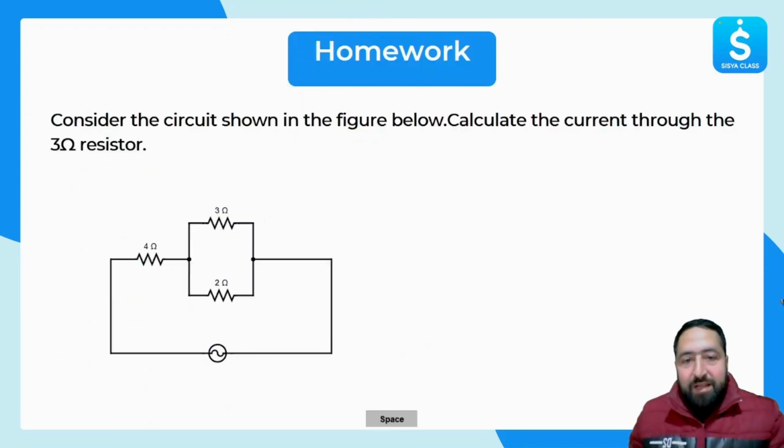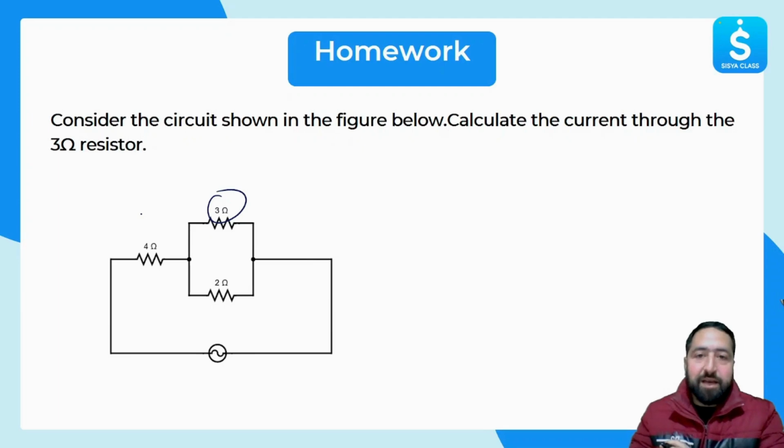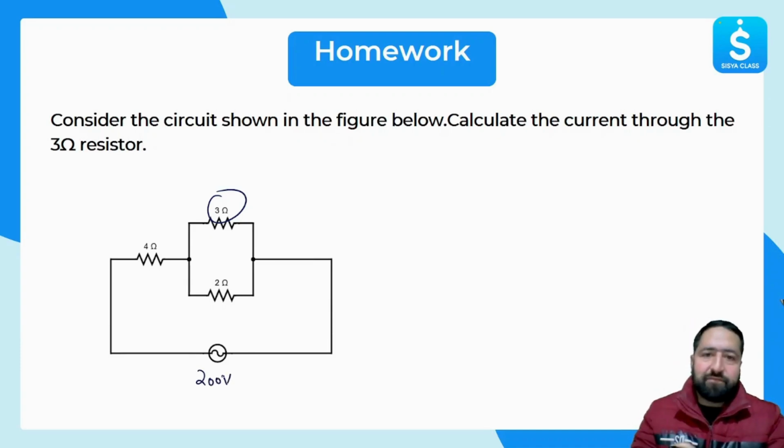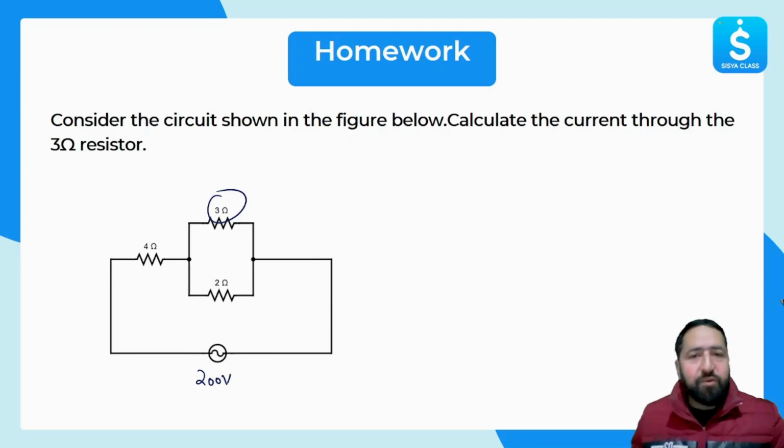Now let me give you the homework. Homework tells you that you have this circuit. You need to calculate the current through the 3 ohm resistance. You need to find the current flowing through this. And the potential difference here is also 200 volts. Got it? I hope you understood it.